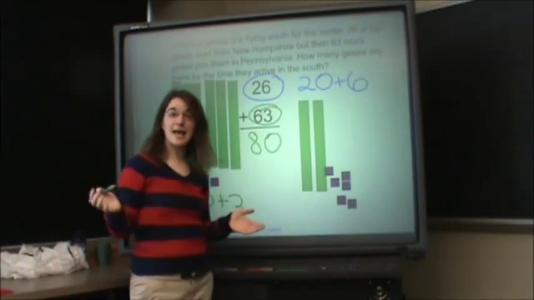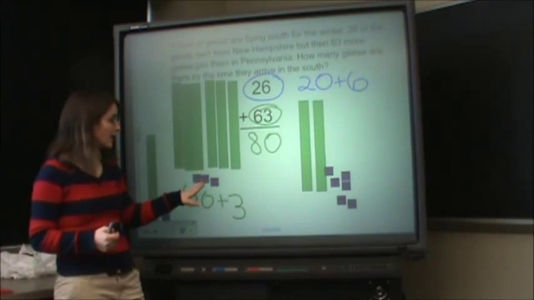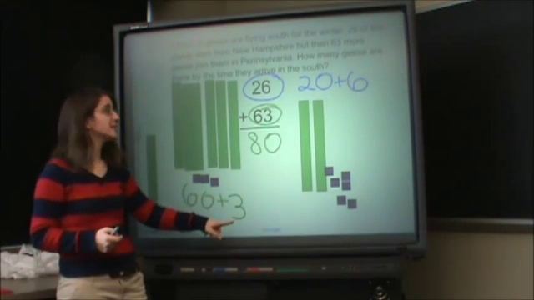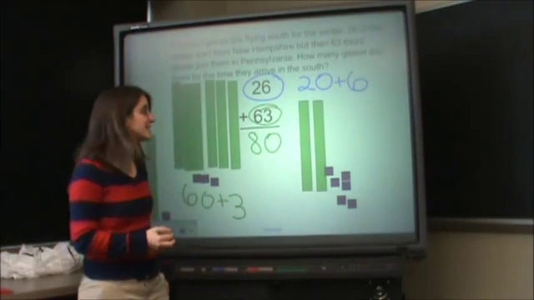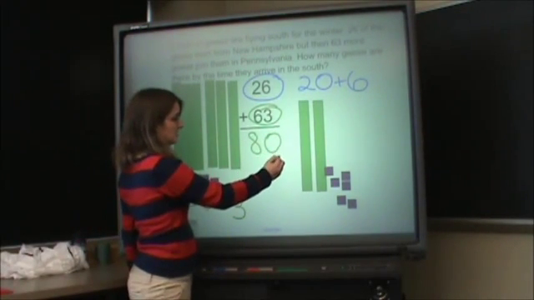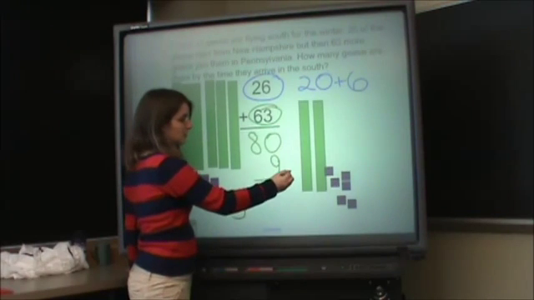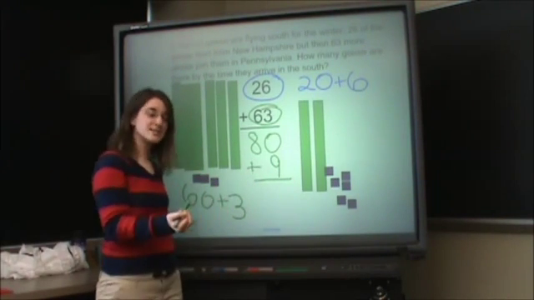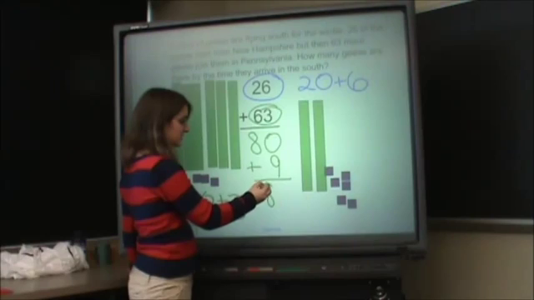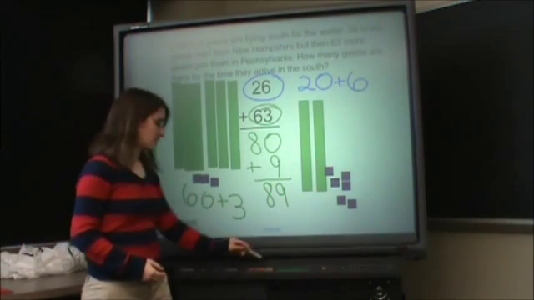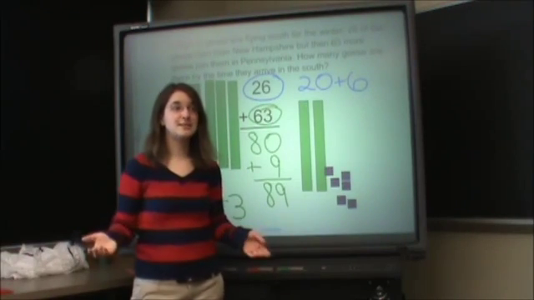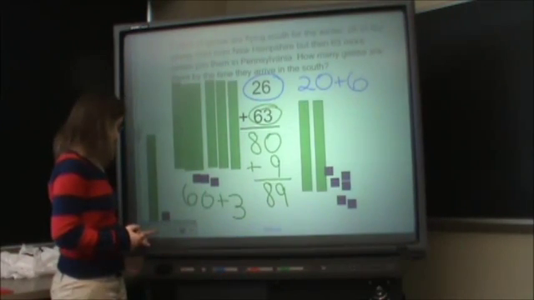But we're not done yet. We still need to add up our ones. So we have 3 ones here, and we have 6 ones here. That gets us to 9 ones. And now, we simply need to add 80 plus 9, which will get us to 89. That is the partial sum strategy.